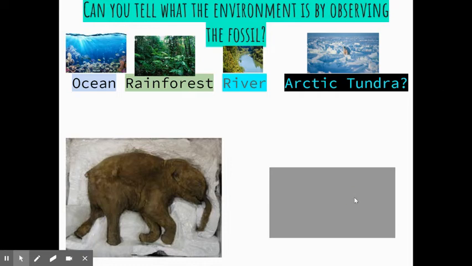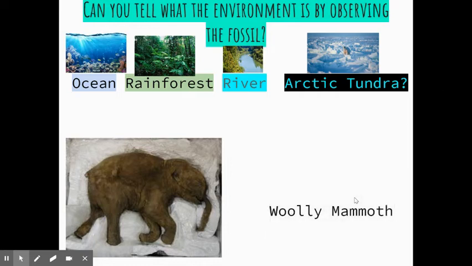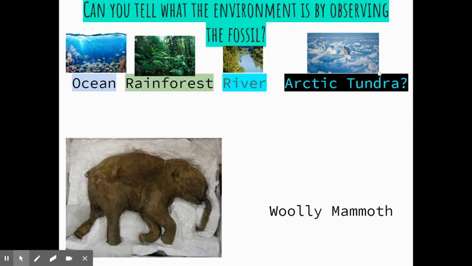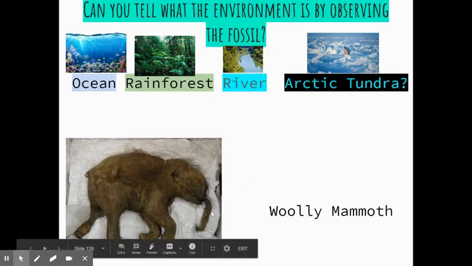Well, this fossil is a woolly mammoth. That might give you a hint there now. Maybe you want to change your answer. And the woolly mammoth are found in the Arctic tundra. The Arctic tundra is a super cold place, remember? And the woolly mammoth are from there.